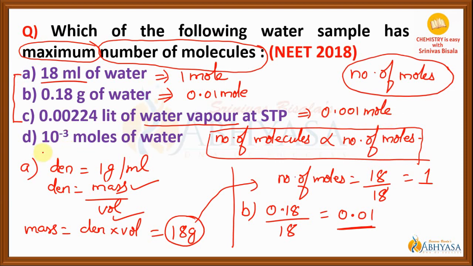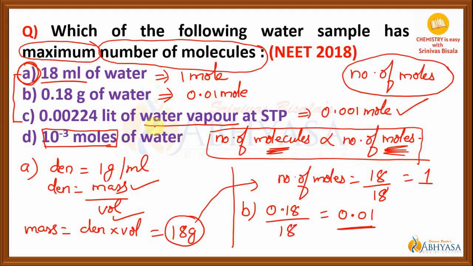And no need to solve option D because this is already given as 10 power minus 3 moles. And we know that wherever more moles are there, the number of molecules is more. So our answer is option A. So our answer is 18 milliliter of water.